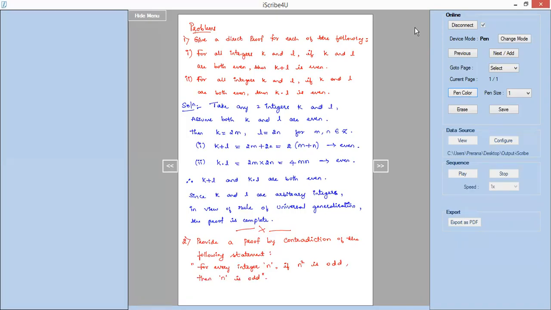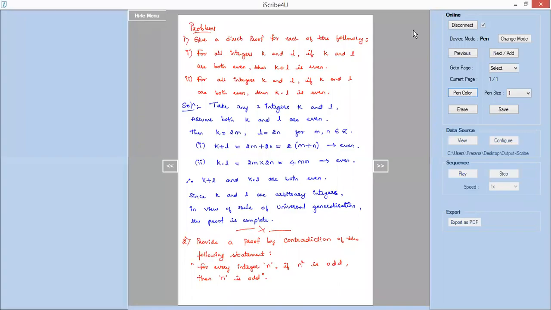For this statement, we have to prove the result by contradiction. Proof by contradiction. Correct? So let us recall what is the proof by contradiction. What is the method that we have learned in the theory about proof by contradiction. So there are three steps: hypothesis, analysis, and conclusion.